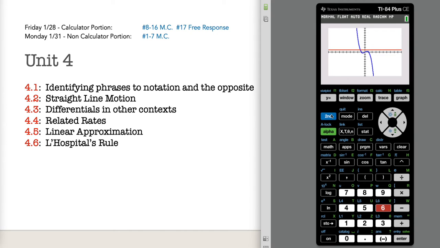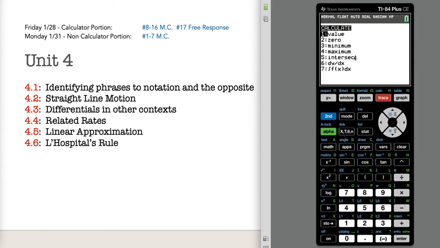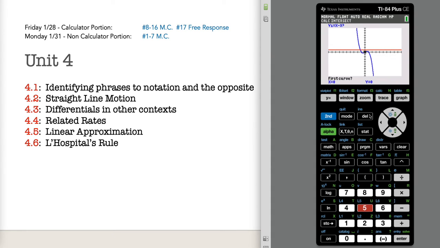And if I want to find where they intersect, I'm going to do second calc, intersect. And then this is going to tell me the correct value. So it asks me for my first curve, which it's on the blue one, so I hit enter. Second curve, it's on the red one, so I hit enter. Guess. I move the cursor close to where they cross. And so my correct y value for that question should be negative 1.325.